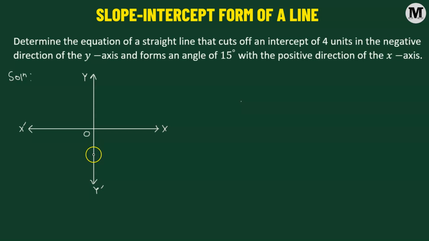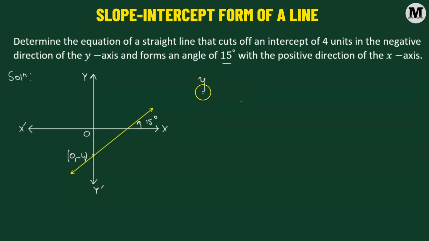The line is going to cut the y-axis at the point (0, -4). This line passes through this particular point, and it also makes an angle with the x-axis. It's given that it makes an angle of 15 degrees with the positive direction of the x-axis. So let's try to sketch the line. The line makes an angle of 15 degrees with the positive direction of the x-axis. We'll consider the angle to be positive 15 degrees, which means it's measured in the anti-clockwise fashion. In order to find the equation of this line, we're going to use the slope-intercept form.